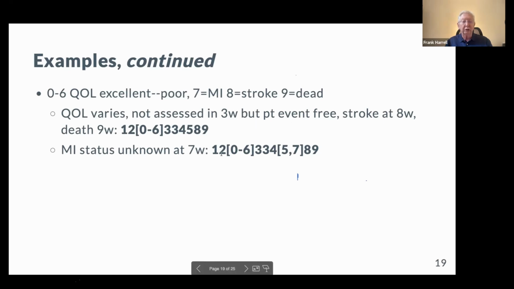So what their raw data looks like is you would tell your analysis software that you observed a quality of life 1, 2, somewhere between 0 and 6. These quality of lives, and then if you know they didn't have a stroke or die here, but you don't know whether or not they had a heart attack, their outcome could be either a 5 or a 7. So what goes into your statistical analysis is you would have this as interval censored.